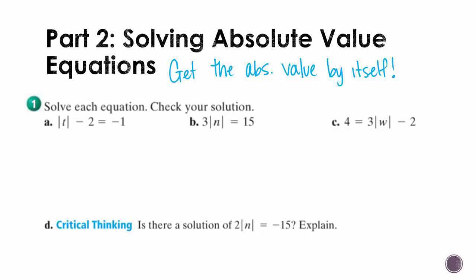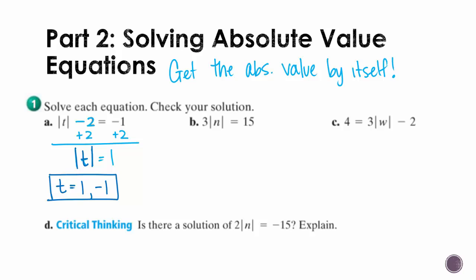So when I look at this first one here, the absolute value is not by itself, and in order to do that, I look that there's being subtracted 2 from it, so I'm going to do the opposite and add 2. And remember, whatever you do to one side, you got to do to the other. So this gives me the absolute value of t equals 1. So once I've made it this far, this is where I stop and say, this means what numbers are 1 space away from 0 on the number line? And my answers are +1 and -1. Both of those, if I take the absolute value of them, I get 1.